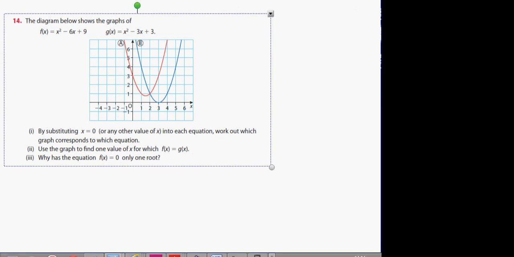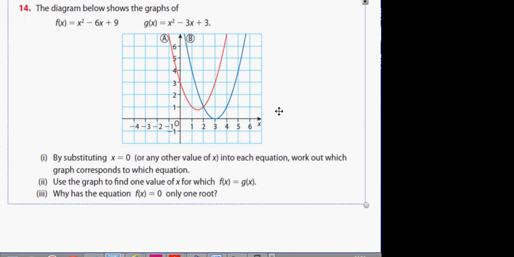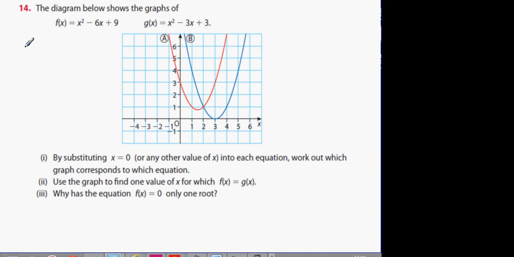Okay. So number 14. The diagram below shows the graphs of f of x equals x squared minus 6x plus 9 and g of x equals x squared minus 3x plus 3. By substituting x equals 0 or any other value of x into each equation, work out which graph is which. If I replace x with 0, I get f of 0 equals 0 squared minus 6 times 0 plus 9. The answer to this is 9.